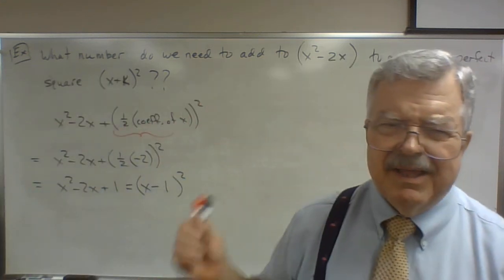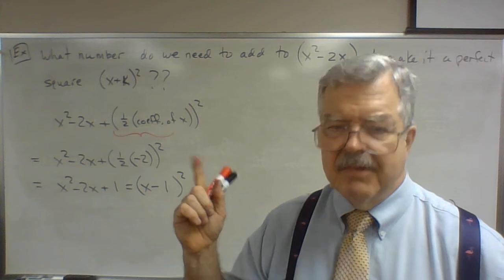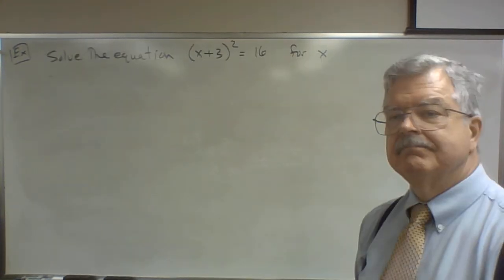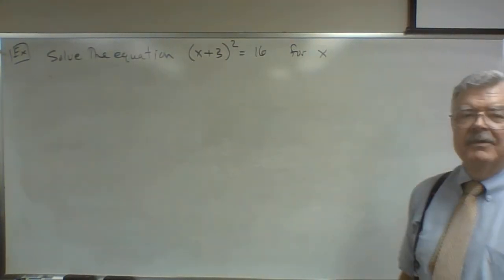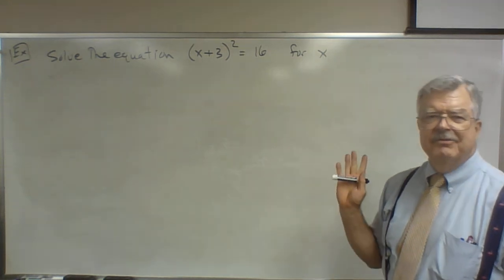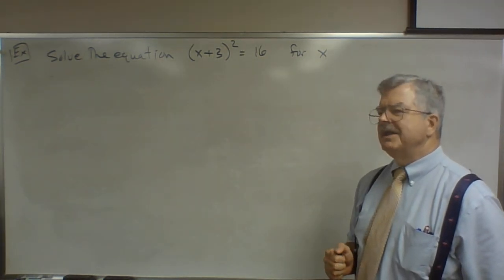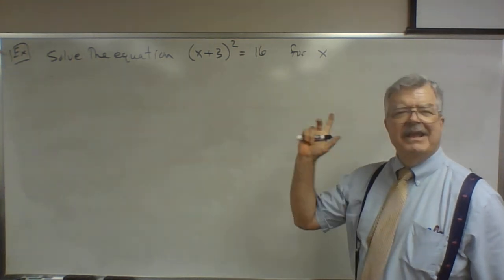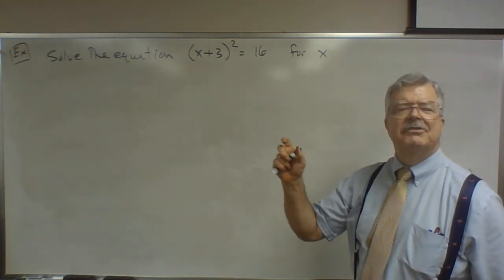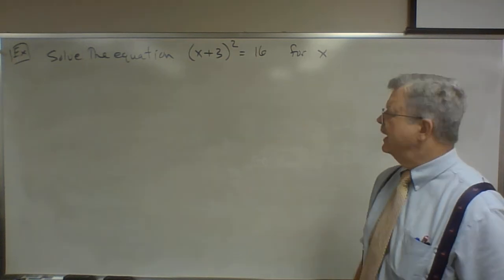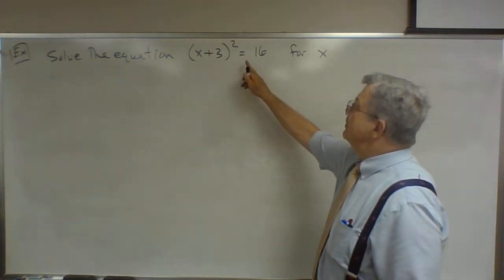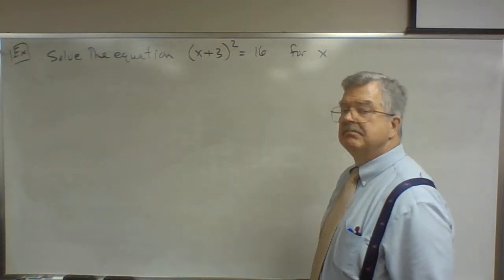Now, why do I care about this? I'll tell you in just a bit. Let's look at a couple of examples, and that will sort of clue us in as to why we care about taking x squared plus something times x and turning it into a perfect square. How would we solve this for x?